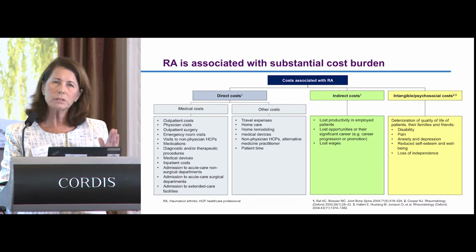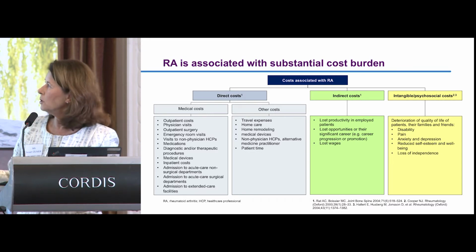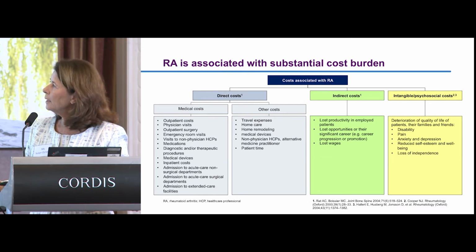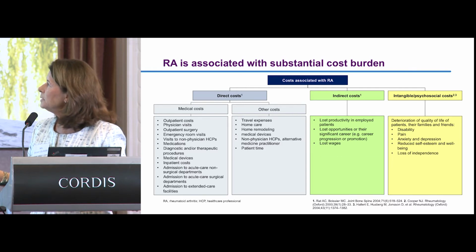So we talk about direct costs and indirect costs. Direct costs are the costs which the health authority and the government are very aware of. These are things that have to be funded: inpatient and outpatient costs, doctors' costs, nurses' costs, medication costs. All of these are direct costs.